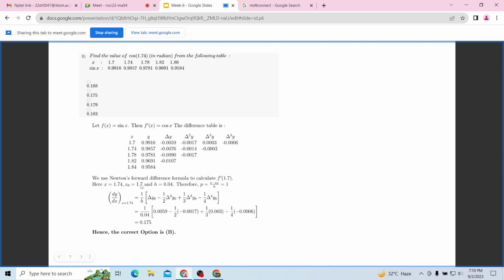So here x naught is 1.7, so you will take these as del y naught, del square y naught, del cube y naught and del 4 y naught. Okay, so take these values and solve. See, are you getting 0.175? Here it should be minus 0.0059. Okay, check, are you getting 0.175?